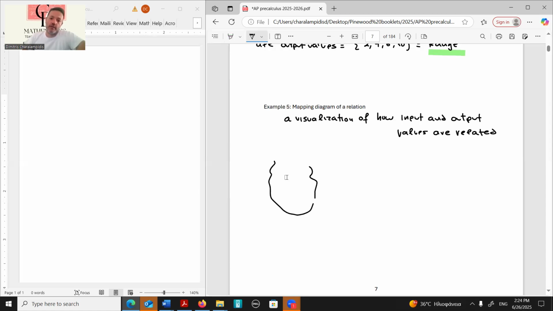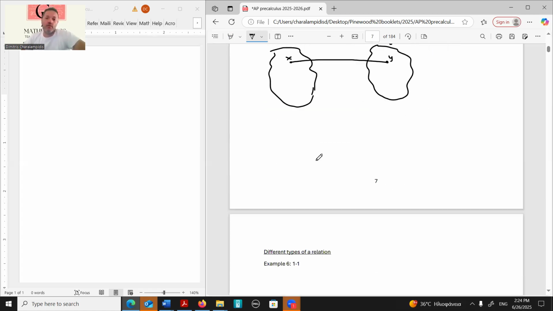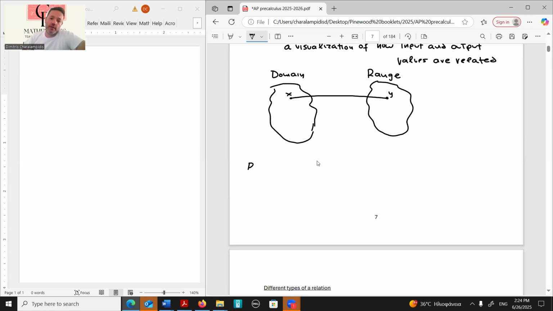To draw it, I draw two clouds. On the left one, we will put all the input values, and on the right one, we will put all the output values, and I will start connecting the input values with their corresponding output values. So, for example, assuming that I have this relation 1, 2, 3, 4, 5, 6, and 1, 2.